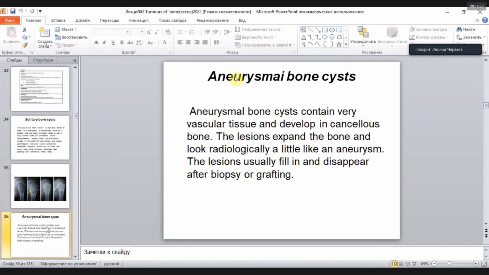Aneurysmal bone cysts. Aneurysmal bone cysts contain very vascular tissue and develop in cancellous bone. The lesions expand the bone and look radiologically a little like an aneurysm. The lesion usually fills in and disappears after biopsy or grafting.